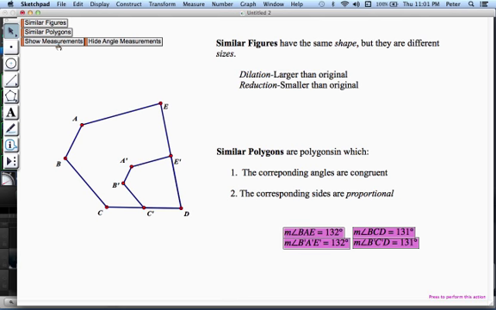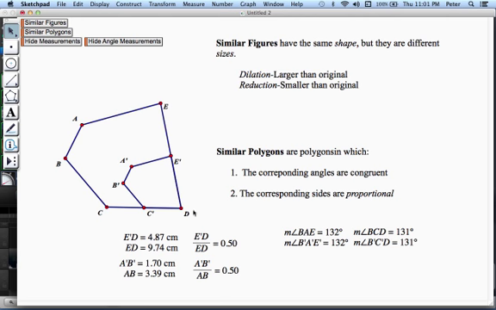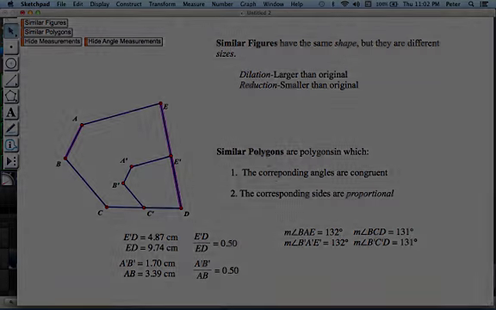But the lengths of their sides are not congruent. They're proportional. So if I compare any 2 corresponding sides, like E prime D prime to the entire side ED, and put them in ratio, I see that it's a 1:2 or 0.5 ratio. If I compare another side, let's say A prime B prime compared to AB, and divide, I will also get 0.5. So similar polygons have congruent angles and proportional sides.